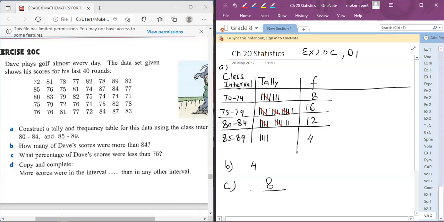Okay, but now if you see, percentage is written. So it means we have to convert. There are 40 scores in total. There are 8 scores which are less than 75, so this is 8 score out of 40. Because we have to write 8 as a percentage, so 8 out of 40. When you have to write 8 as a percentage, 8 is a part of 40, and it will be 20%.